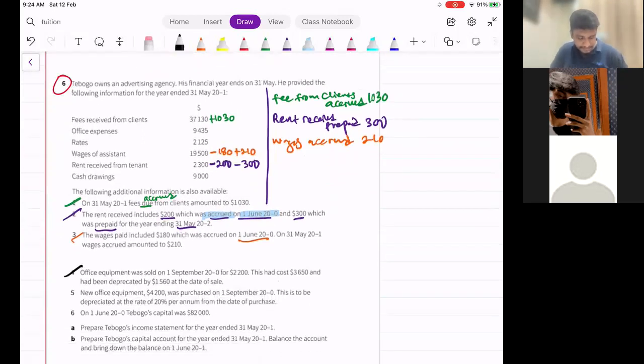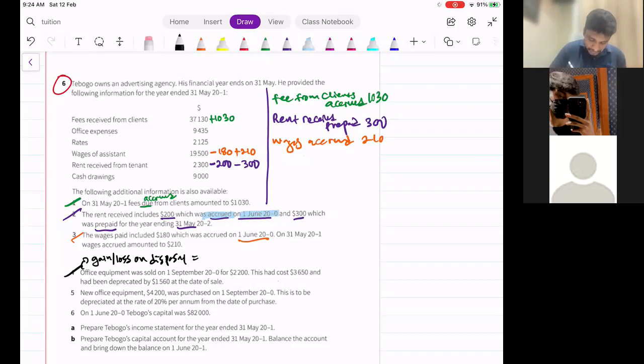Number 4th is the depreciation. Office equipment was sold on the 1st September for 2200, had a cost of 3650 and depreciated 1560 at the date of sale. Okay, this one is actually disposal. You need to calculate how much is the gain or loss on disposal. There is a special formula to calculate gain or loss on disposal.